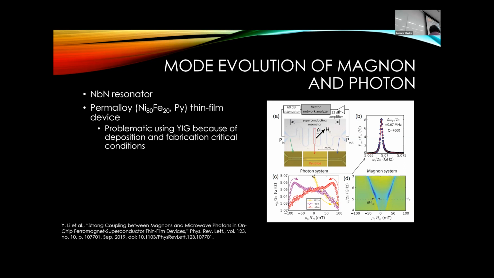In this paper, they initially wanted to use yttrium iron garnet. I've been calling it YIG. I don't know if it's called YIG in the field. It's called YIG. I love that. But they ran into trouble using YIG because of fabrication and deposition.